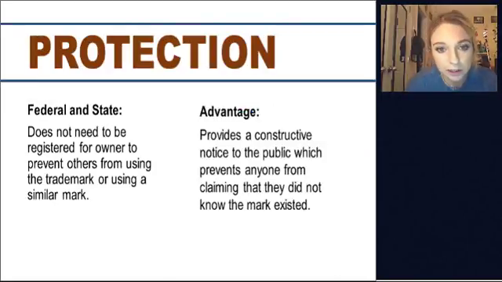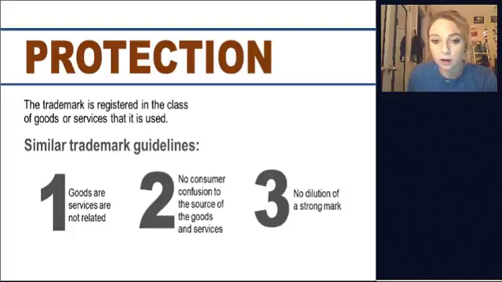So the protection for trademarks, federal and state, does not need to be registered for the owner to prevent others from using the trademark or using a similar mark. Federal registration provides certain legal advantages to the owner. Federal law preempts state law, so any state registration performed in addition to federal is for purposes of notice only. An advantage would be it provides a constructive notice to the public, which prevents anyone from claiming that they did not know the mark existed. So to get a mark trademarked would be good, so then no one else could use something that you have. And then some more on protection.